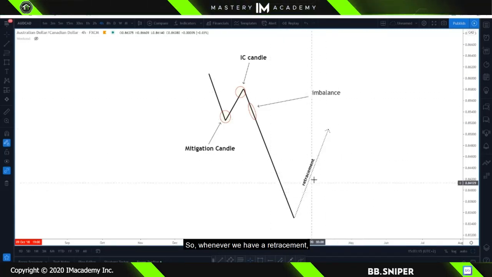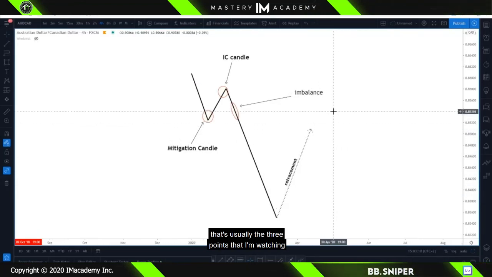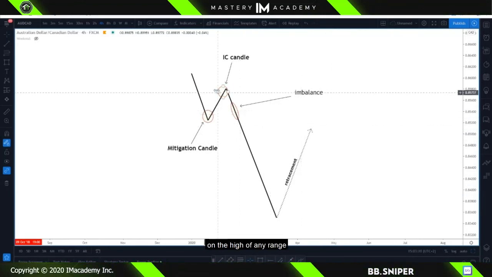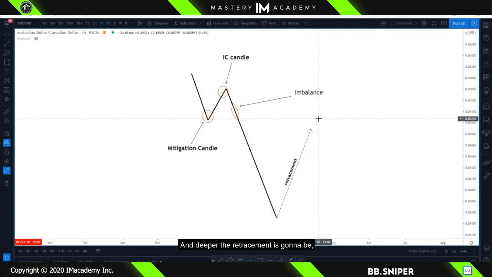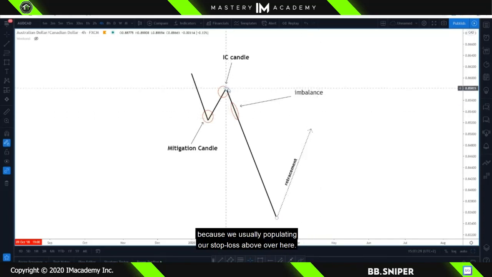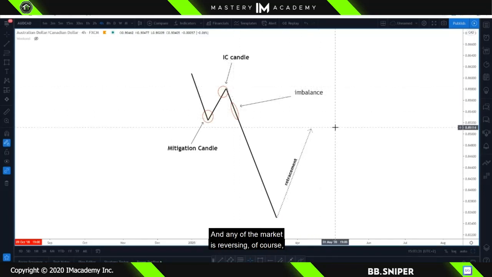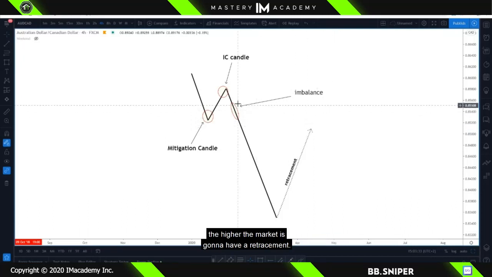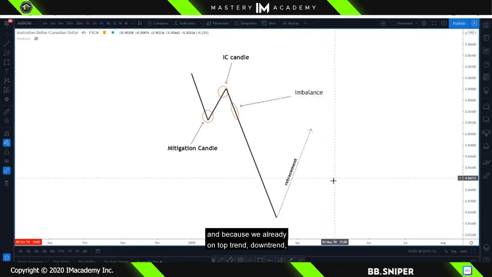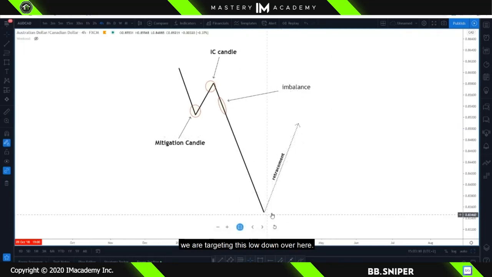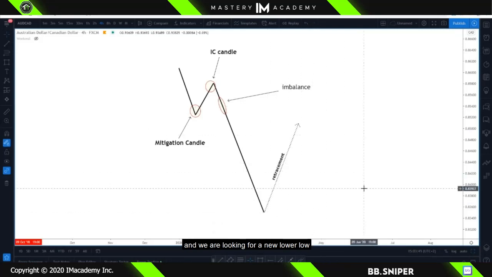So whenever we have a retracement, those are usually the 3 points that I'm watching on the high of any range where the market is going to give me a retracement. And the deeper the retracement is going to be, the tighter the stop loss is going to be, because we are usually placing our stop loss above over here. And then if the market is reversing, of course, the higher the market has a retracement, the smaller our stop loss is going to be. And because we are in a downtrend, we are targeting this low down over here. That means that we are in a downtrend and we are looking for a new lower low to get set in.